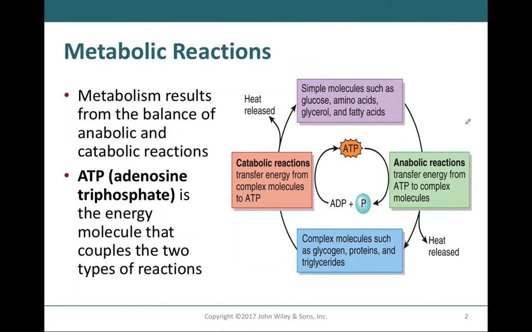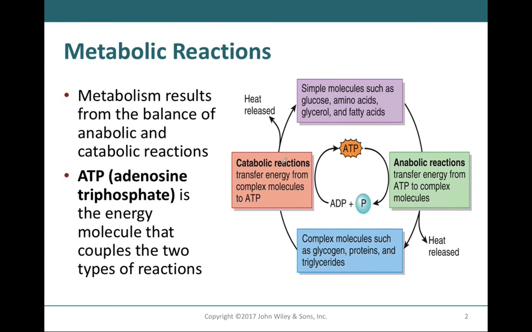So one thing that we will have to rehash from ANP1 is the difference between catabolic reactions and anabolic reactions. Catabolic reactions are chemical reactions where larger molecules are broken down into their more simple subunits. Catabolic reactions release energy, and that energy is often captured in the form of ATP. You can see that complex molecules, such as glycogen, proteins, and triglycerides, will be broken down through catabolic reactions into their monomeric subunits: glucose, amino acids, as well as glycerol and fatty acids. These are the monomers of carbohydrates, proteins, and triglycerides, which we see right here.